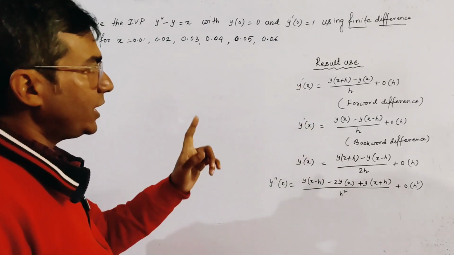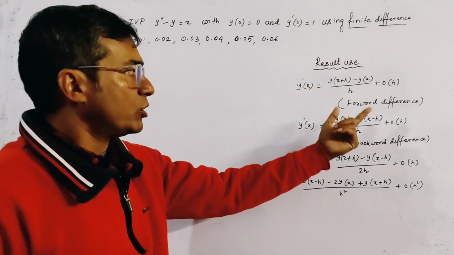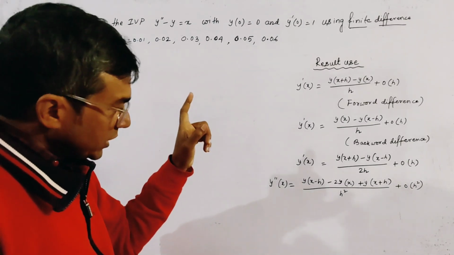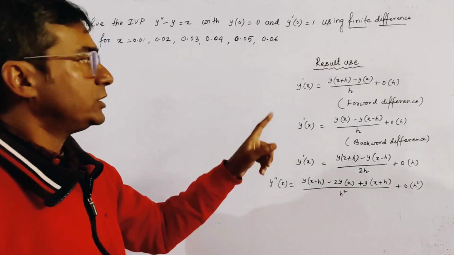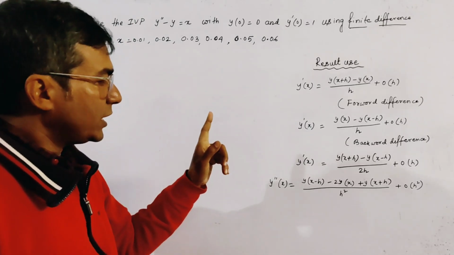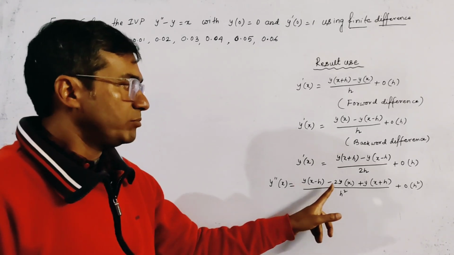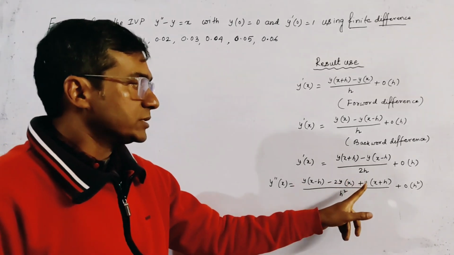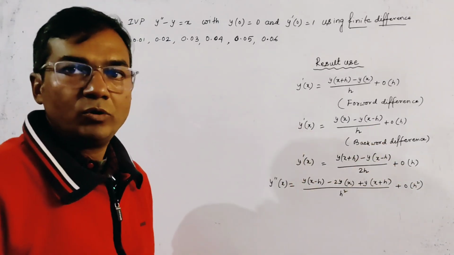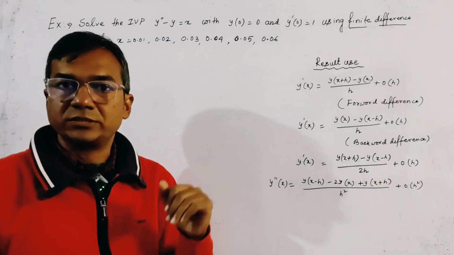In this method, we replace y dash x by this or this or this. Also, using the same method, the Taylor series expansion, we get the approximation of y double dash x, equal to y of x minus h minus 2 into y of x plus y of x plus h, by h square, plus order of h square. We write these 4 results from the previous class.